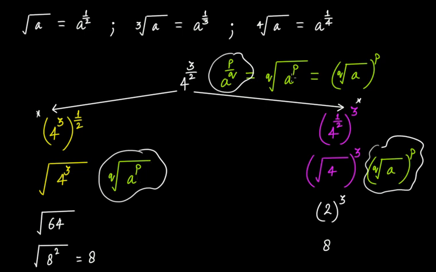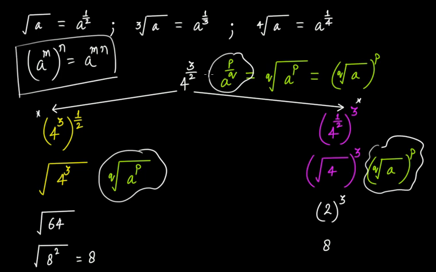That is, either first you take a raised to the power of p, then find the qth root, or you take first the qth root and then raise the whole to the power of p. Both will give you the same answer because it is based on a law of exponents that says that a raised to the power of m, whole raised to the power of n, is actually equal to a raised to the power of m multiplied by n. From here, the whole thing gets cleared using this law of exponents.